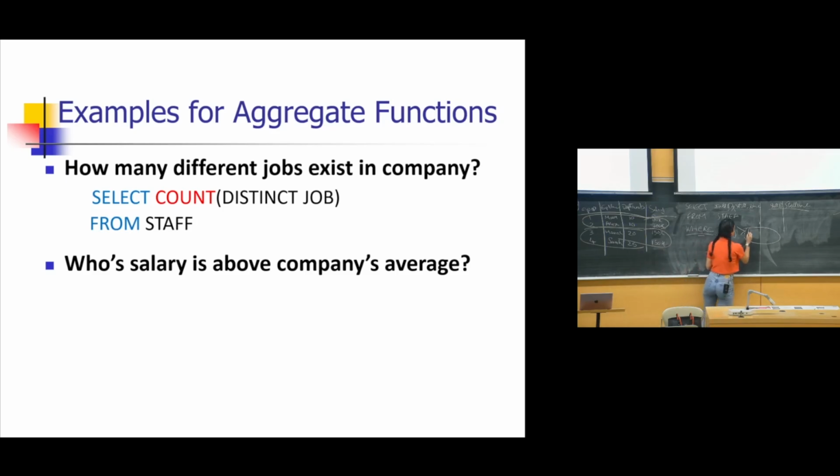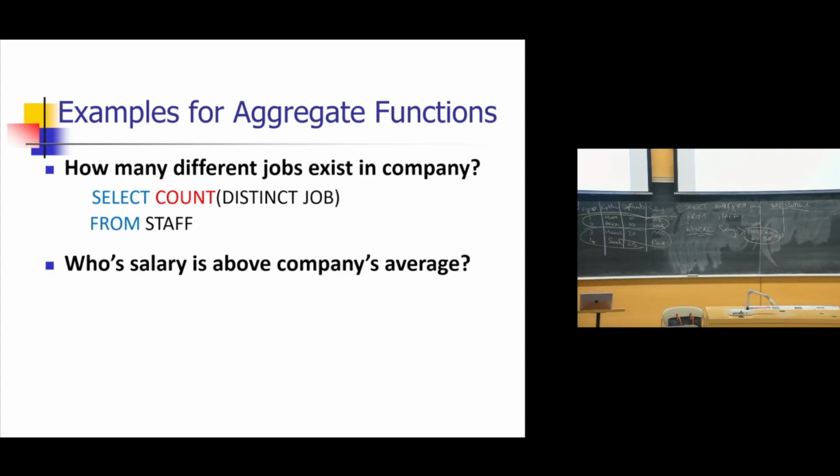So, select average salary from staff. So this will give you the average salary, right? Which is, let's say, 100K. I don't know what that number is in your table, but let's assume it's this. And then it gives you all the employees whose salary is above this number. And this is the company's average.